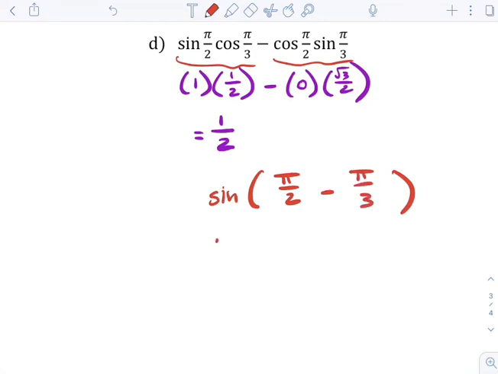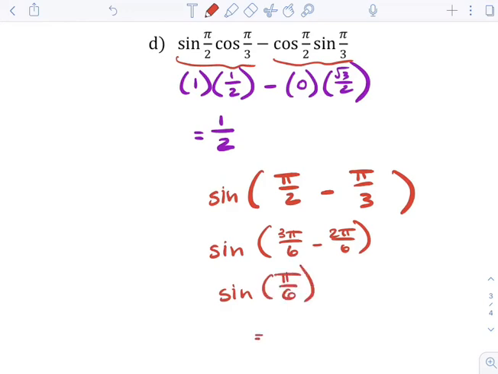And if I simplify that with common denominators, I would have 3 pi over 6 minus 2 pi over 6, which is sine pi over 6. Now, if I use my special triangles for sine pi over 6, I also find out that works out to be half as well. So sometimes I can just substitute right in if we want.